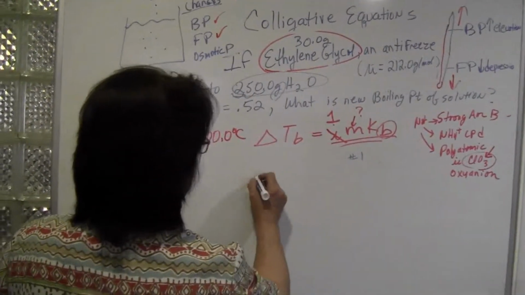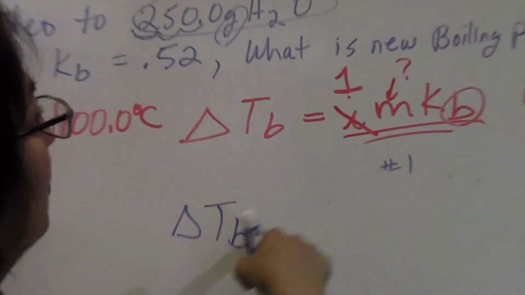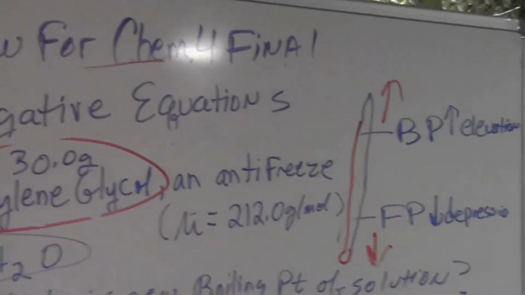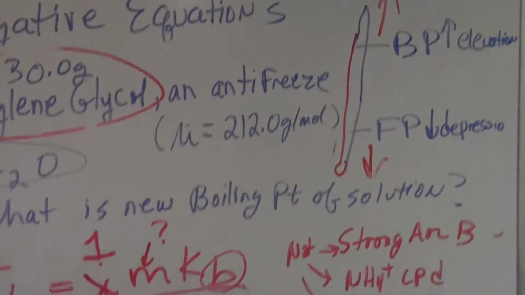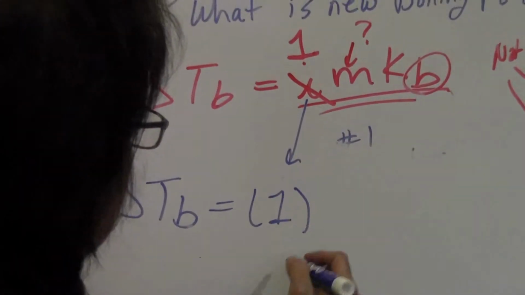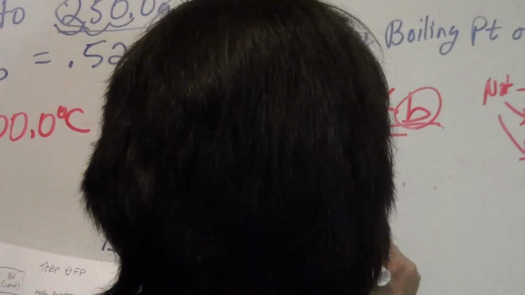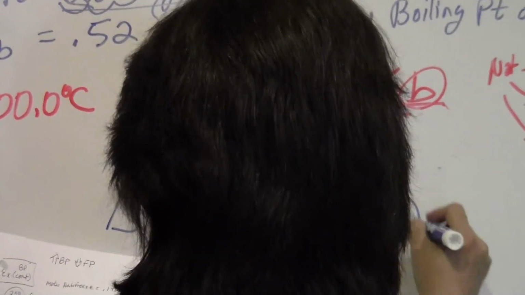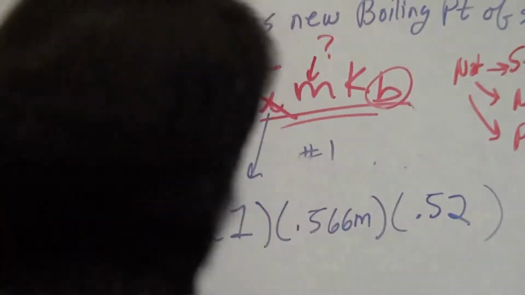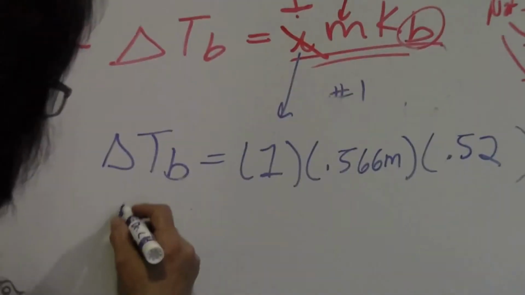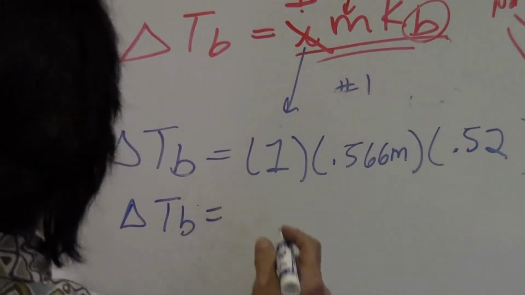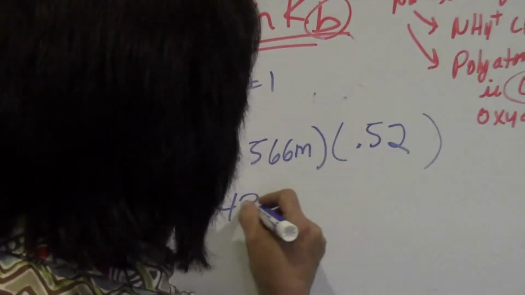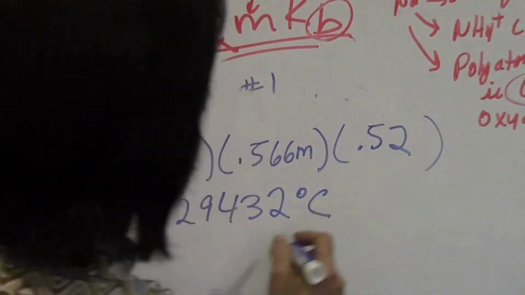So our formula becomes delta TB. The change in boiling point, the increase, the amount you add to 100 is I, which is 1. What was M? 0.566 molals. And now we need K sub B, 0.52. That's our solve. So our change in boiling point is going to be 0.29432 degrees centigrade.